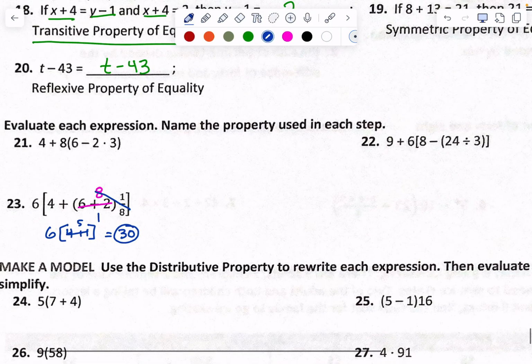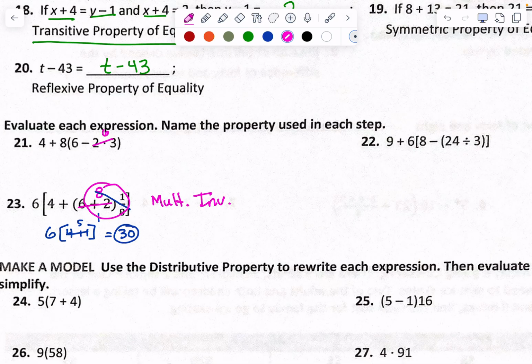We also have to name the property. Oh, name the property. It was the 8 and the 1/8, which is, what are those two things? Multiplicative identity. Multiplicative inverse. I'll say multiplicative inverses. Okay, that's the inverse property. 8 and 1/8. Multiplicative inverse. All right. Next.